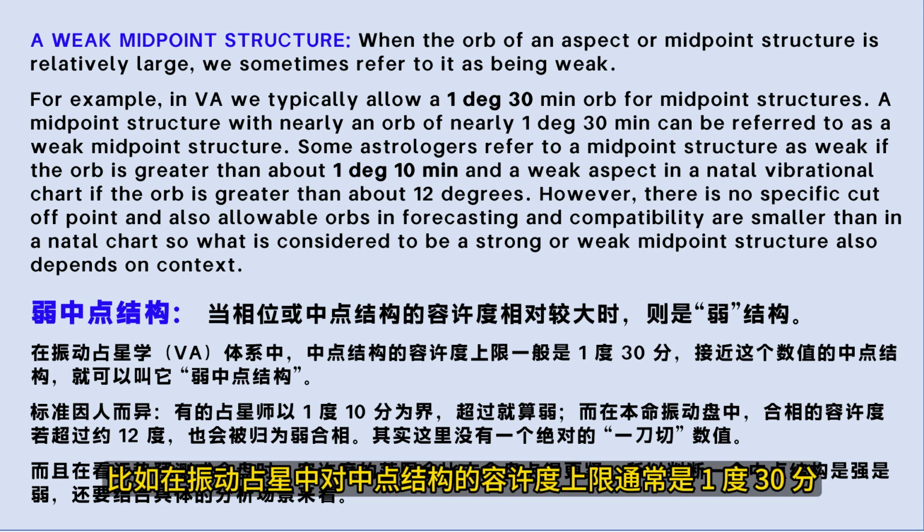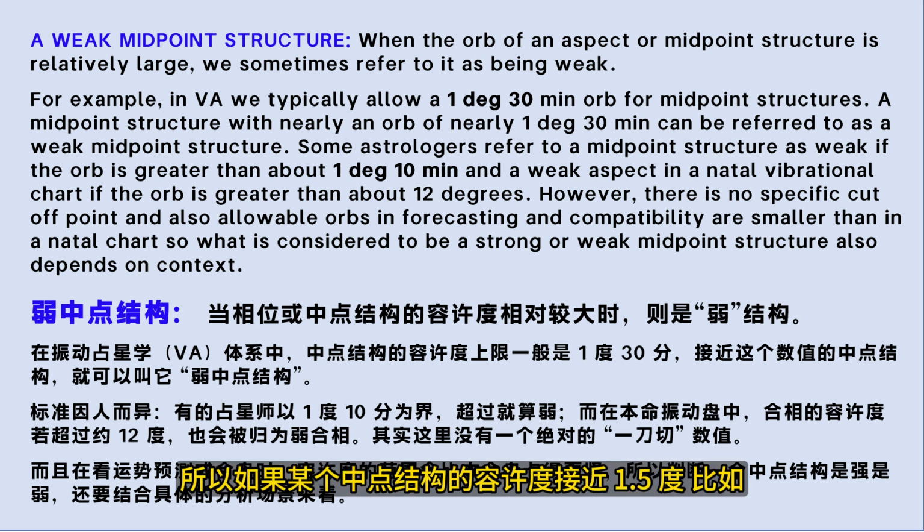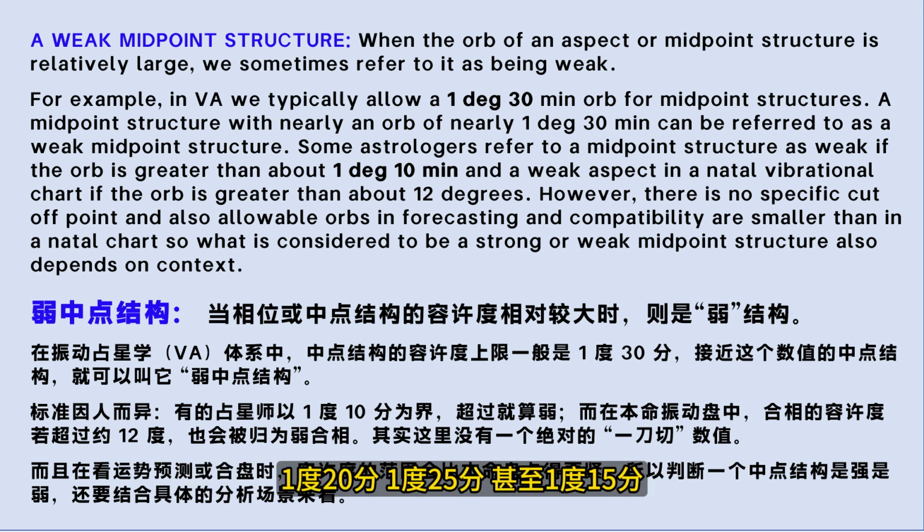So for example, in VA, we typically allow a 1 degree 30-minute orb for midpoint structures. That's the maximum orb, 1.5 degrees. So if a midpoint structure is close to a 1.5 degree orb, like it's 1 degree 20 minutes, 1 degree 25 minutes, maybe even 1 degree 15 minutes, we'll often say, that midpoint structure is weak. Somewhere in that range.